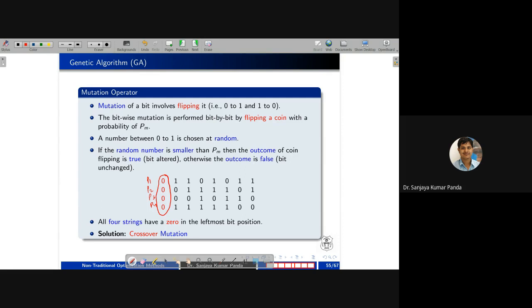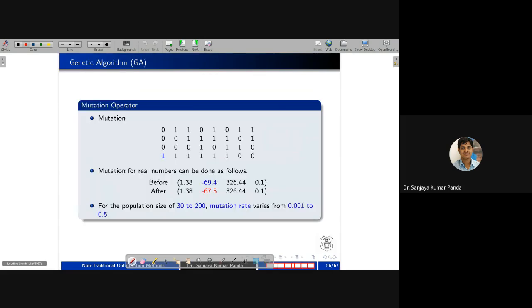So in order to avoid that, we perform a step called mutation. What we are actually doing in mutation is selecting a particular bit and flipping that bit. If the bit is 1 here, I have flipped it to 0. Similarly, I have selected this particular value and changed it to minus 67.5. So like that, how much mutation can you do?